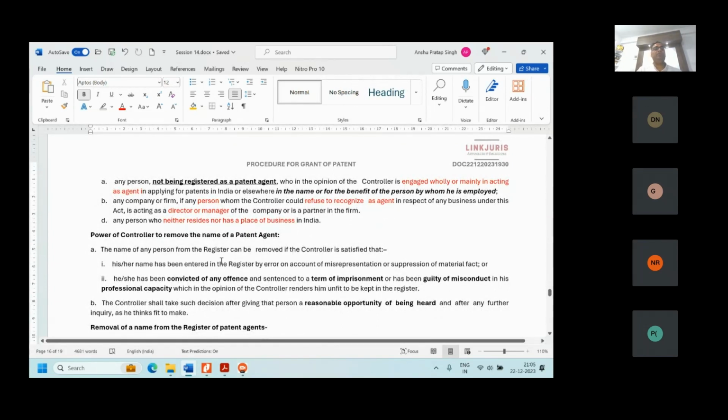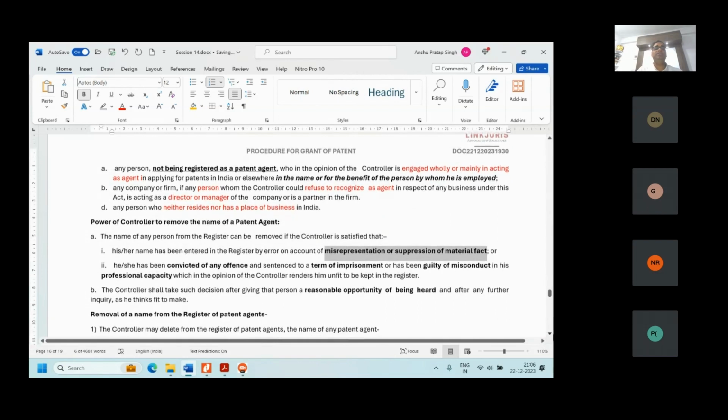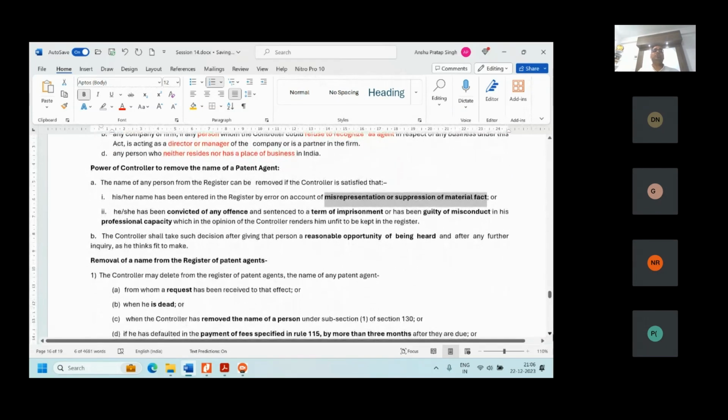Power of the controller to remove the name of agents. The controller can remove a name if there has been misrepresentation or suppression of material facts, or if the patent agent has been convicted of any offense and sentenced to a term of imprisonment, or is guilty of misconduct in a professional capacity. Before deciding that, the person will be given a reasonable opportunity of being heard.